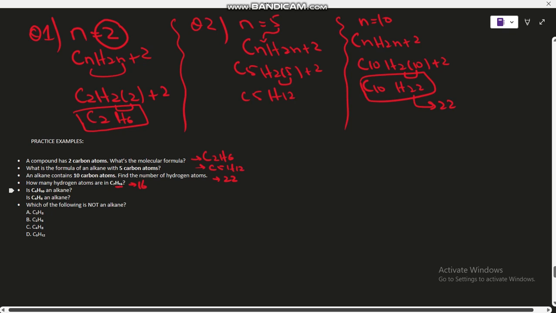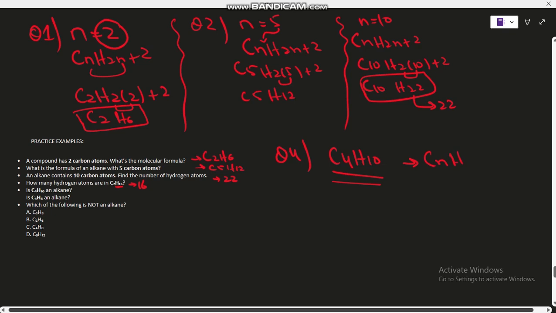Okay. Question number 5 is saying, is C4H10 an alkane molecule? Let's see. Now what you need to realize here is that you were given the value of n, so that means you were given the number of carbon atoms. Even though you are given the number of carbon atoms, it is now asking you to tell if this particular molecular formula is an alkane or not, and we're going to figure that out through the formula. So let's apply the formula again.